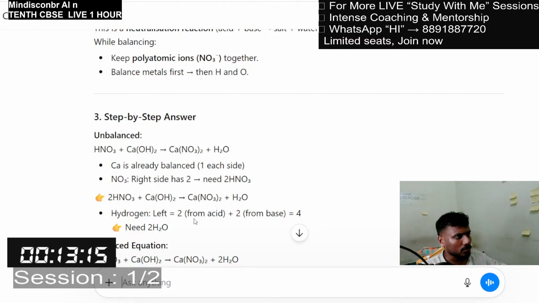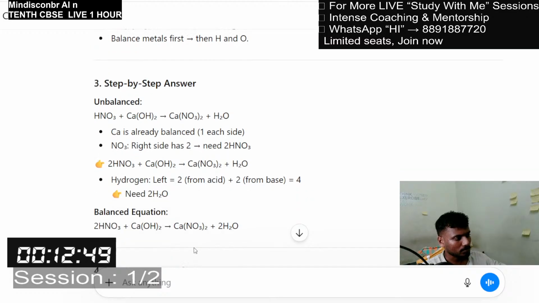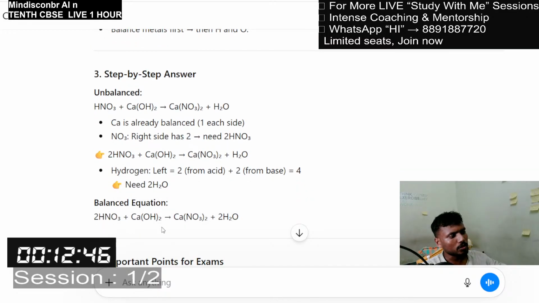Hydrogen on the left side is 2 from the acid, and hydrogen from the base is also 2. So we get a total of 4 hydrogen atoms on LHS. For making it 4 on RHS, we have to write here 2 H2O. 2 H2O means 4 atoms of hydrogen, and hence we will get 2 oxygen here. 2 HNO3 plus Ca(OH)2 gives Ca(NO3)2 plus 2 H2O.